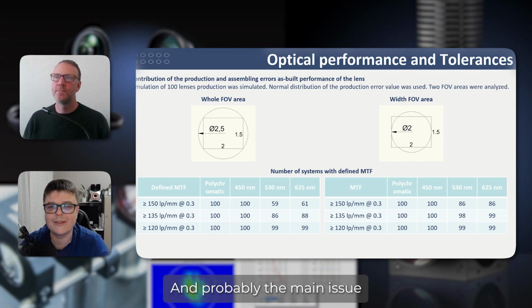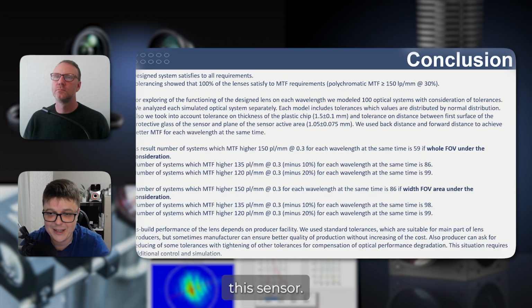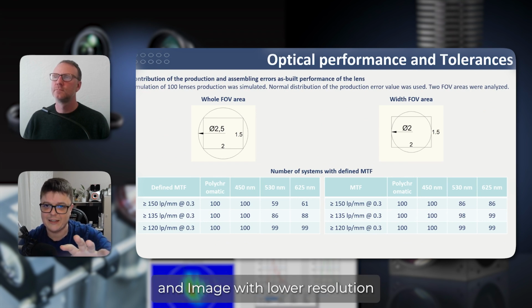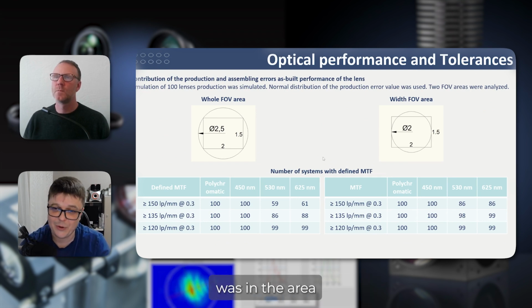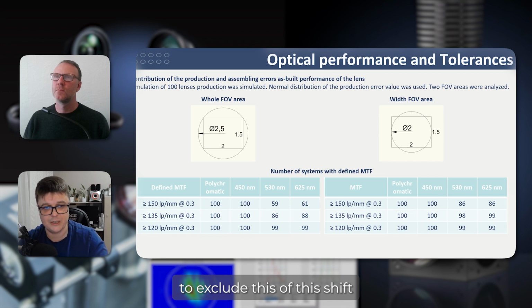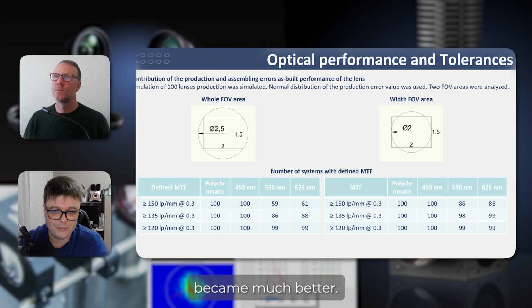Yes, and probably the main issue for this design at this moment was the shift of the field of view relative to the sensor. The image circle moved to the right or to the left, and the image with lower resolution was in the area that we discovered in this case. In the initial position, everything looks great. As I remember, we made some tolerances tighter to exclude this shift of the image circle relative to the sensor, and results became much better.